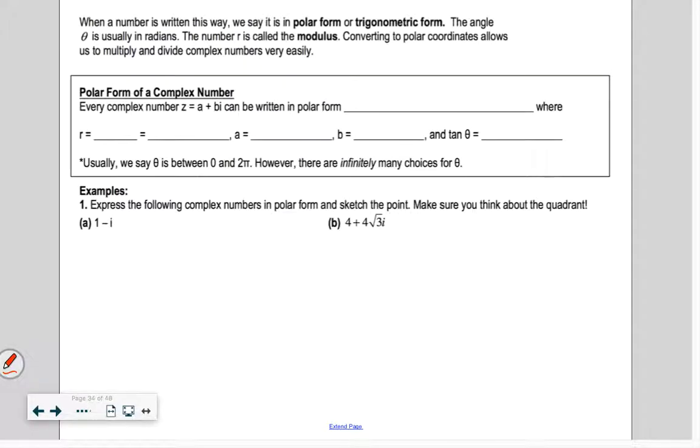Okay. So when a number is written this way, we say it's in polar form or trigonometric form. The angle theta is usually in radians. Sometimes we'll use degrees. I'll show you which ones we'll use degrees on. And the number r is called the modulus. If you slip up and call it the radius, I'm going to be fine with that. But the technical term is modulus. So converting to polar coordinates allows us to multiply and divide complex numbers very easily.